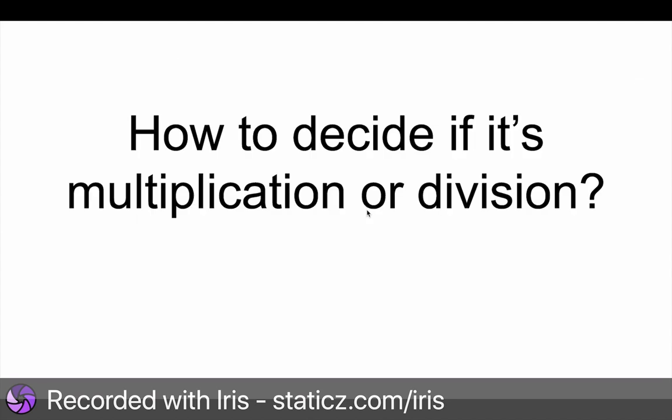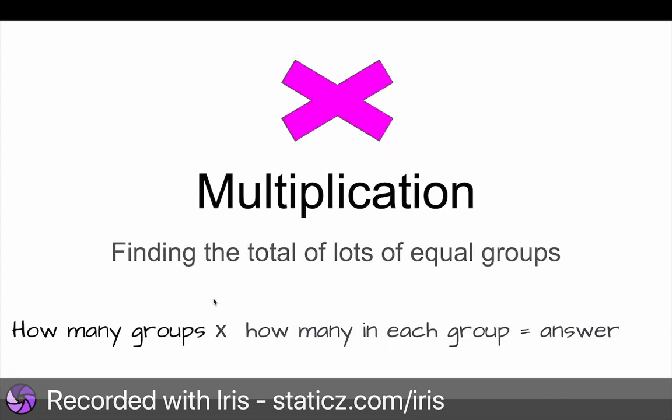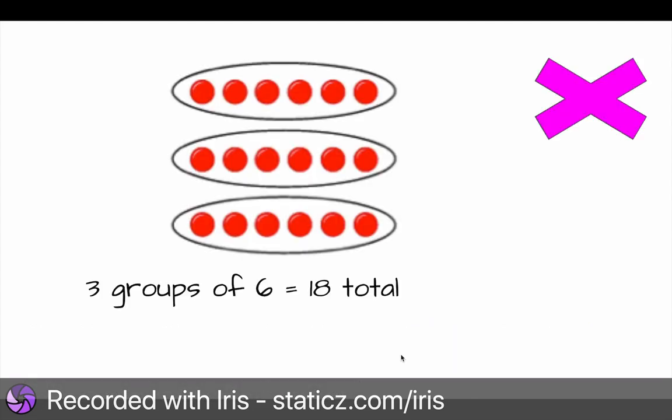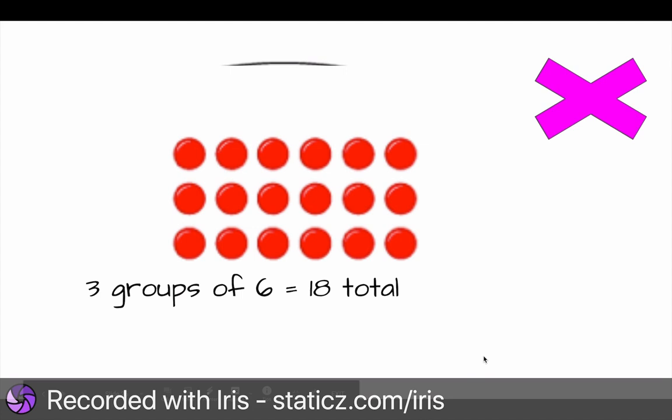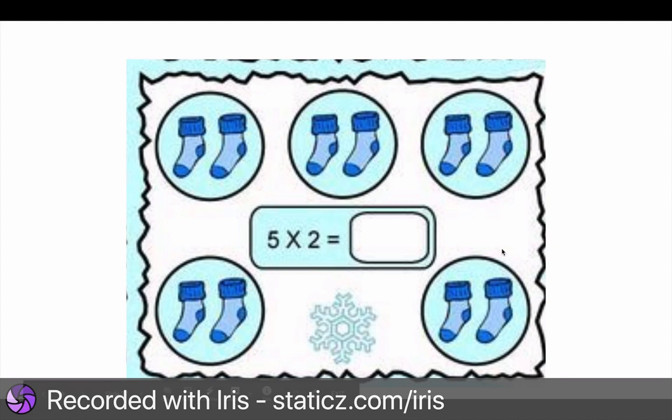So how do I decide if it's multiplication or division? Easy. Multiplication means finding the total of lots of equal groups. So how many groups times how many in each group gets me a total answer. For example, 3 groups of 6 equals 18 in total. So my answer is the total. Here's one more multiplication example. 5 pairs of socks equals 10 socks in total. So again, it's 5 equal groups, and my answer is the total.